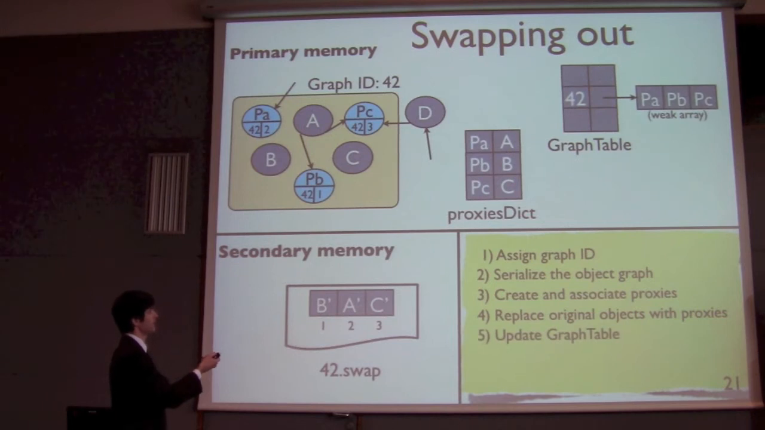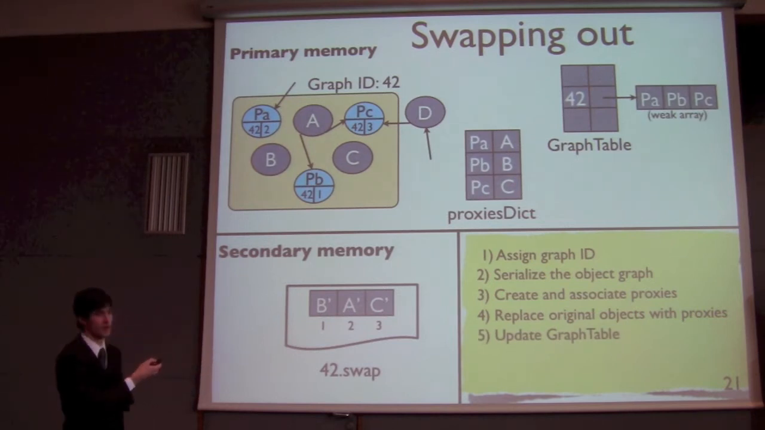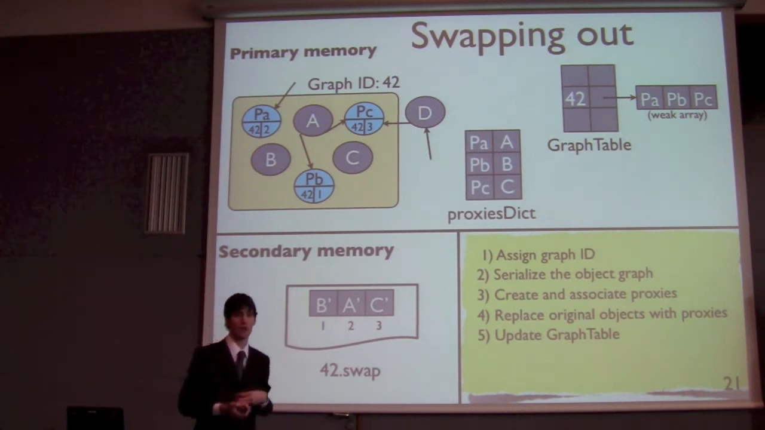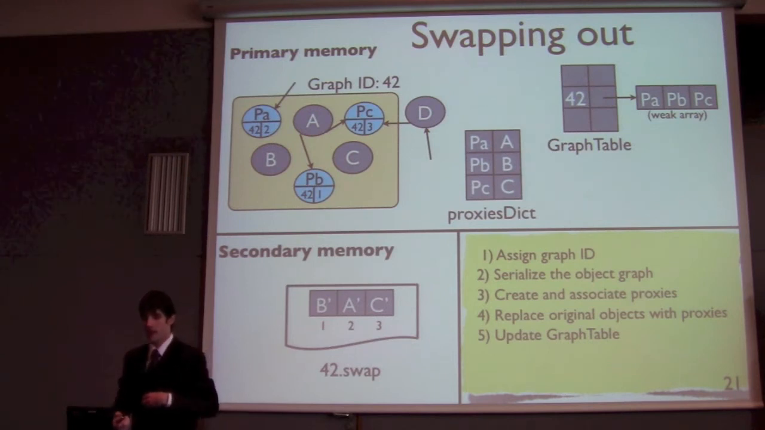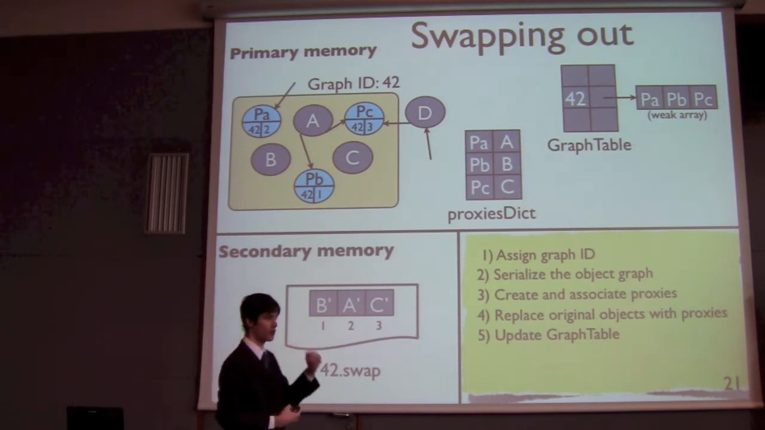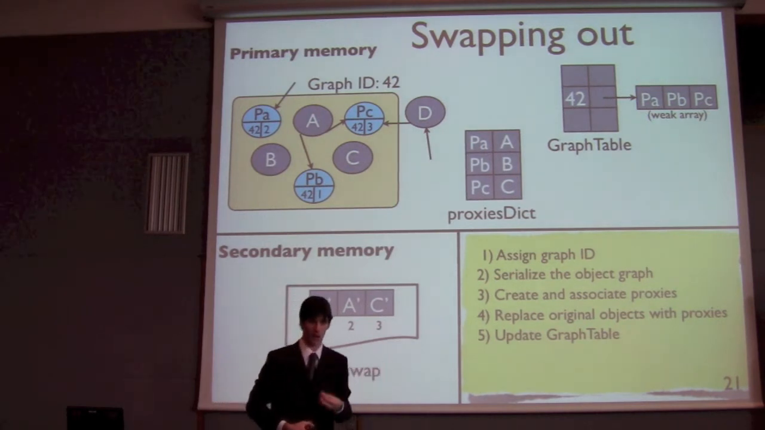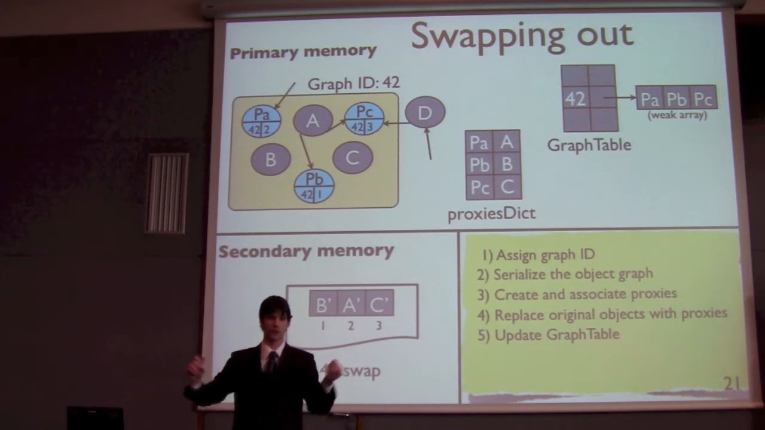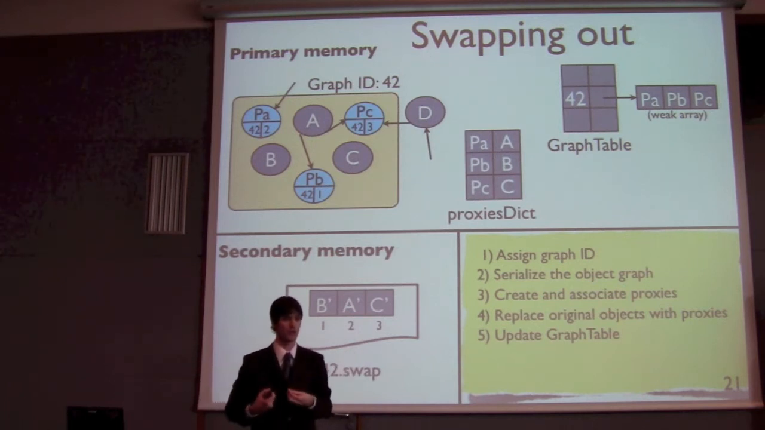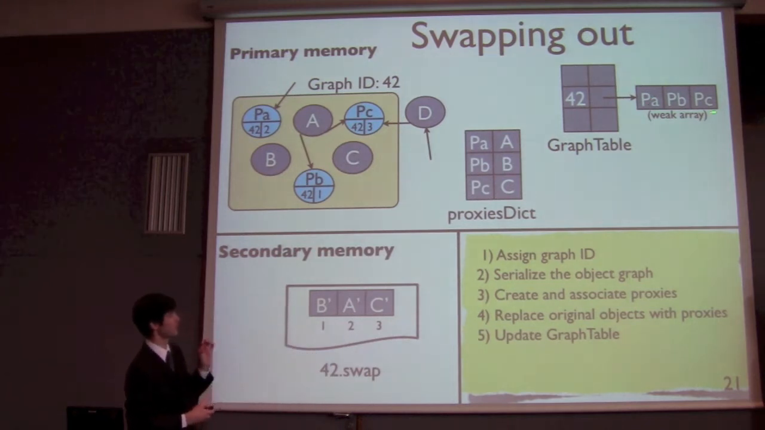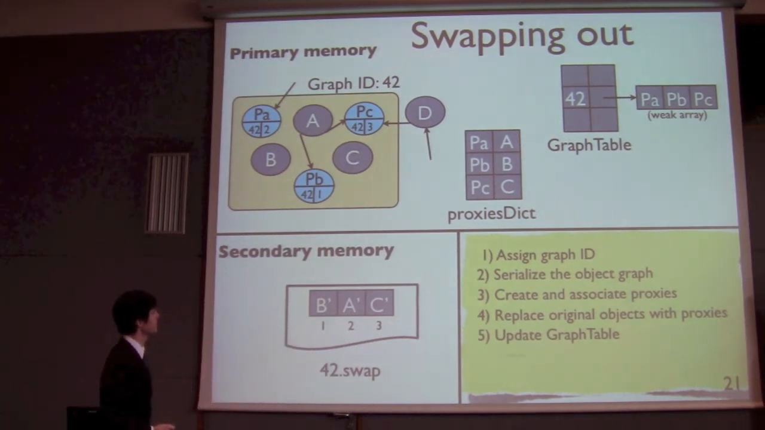Now we finally store some information in the graph table. We put as a key the graph ID, and in the value we put a weak array with all the proxies of the graph. And it's really important to know that it is a weak array. What is a weak array? It's an array that holds weak references to the objects. And weak references mean that if an object is only referenced by weak references, the garbage collector will collect that object anyway. Okay? So it is very important to remember that this is weak, as we will see later.